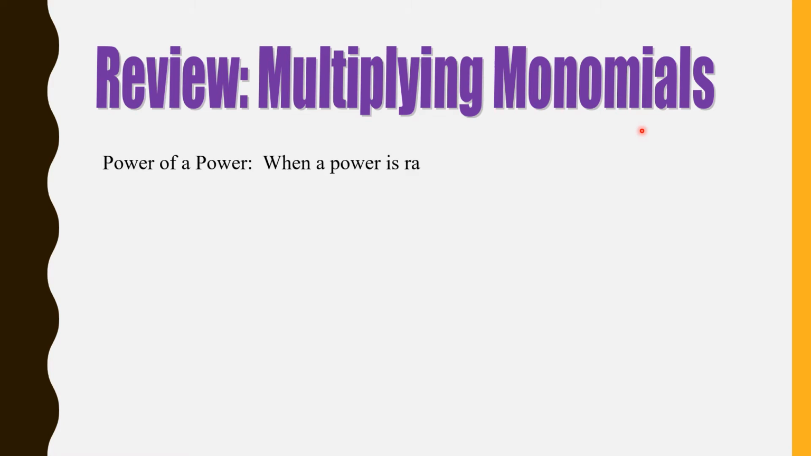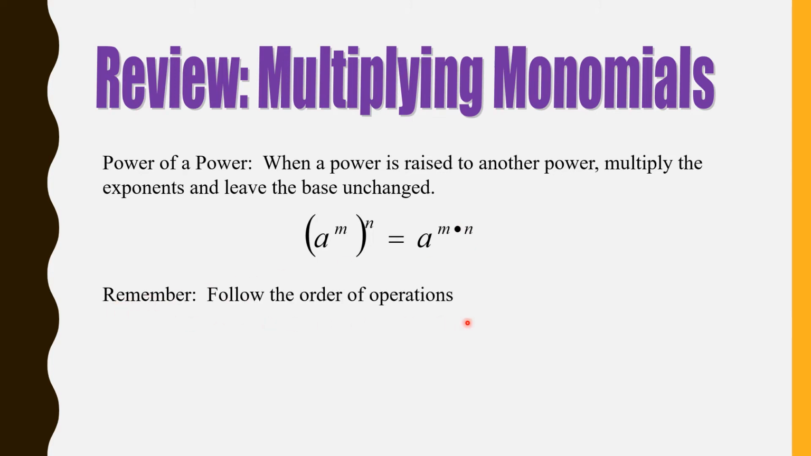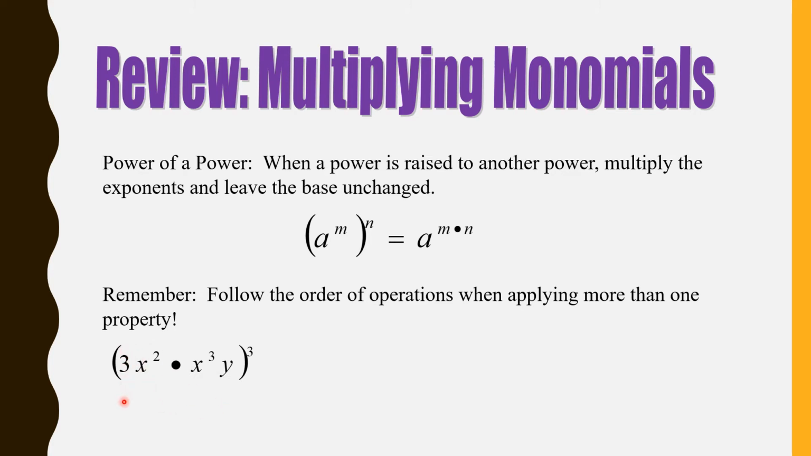Review multiplying monomials. The power of a power: when a power is raised to another power, multiply the exponents and leave the base unchanged. So a raised to m, in parentheses, raised to n, is equal to a raised to m times n. Remember, follow the order of operations when applying more than one property, like this. 3x squared times x cubed y, close and open parenthesis, the exponent is outside. That is 3. 2 plus 3 is 5. That's what we have here.